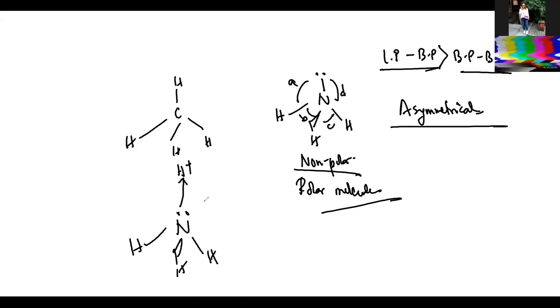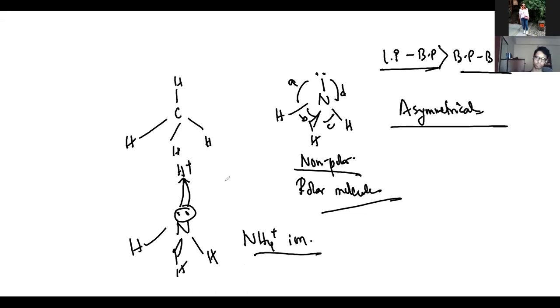Now, what is this molecule? An ammonium ion, right? This is an ammonium ion. The electrons are being donated to this hydrogen ion. What do we call this? What type of bond? Dative covalent bond. After this dative covalent bond has formed, is there any lone pair left?